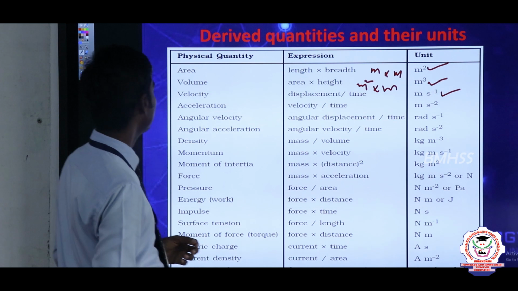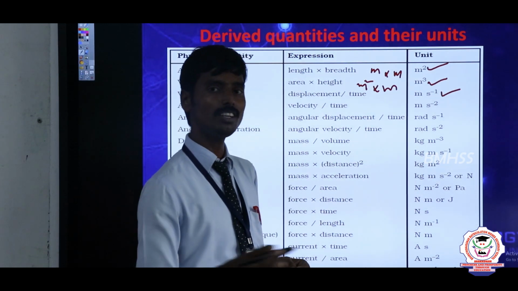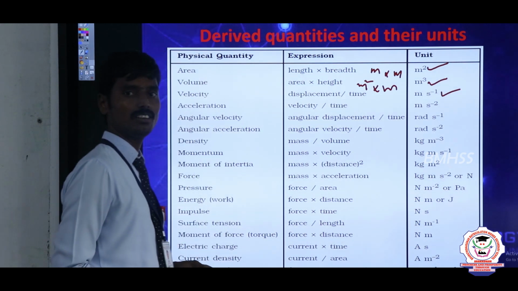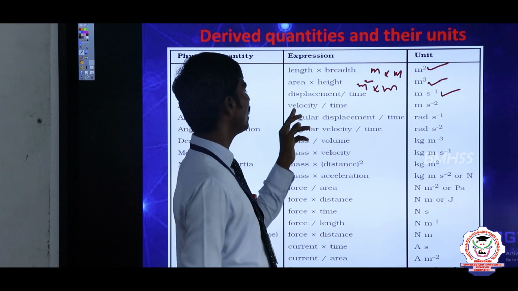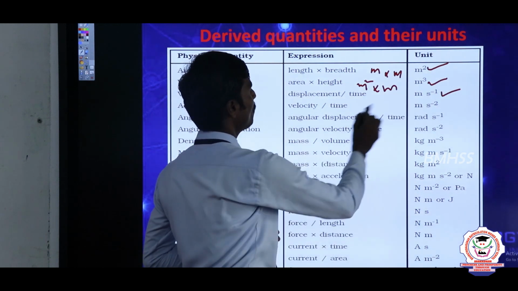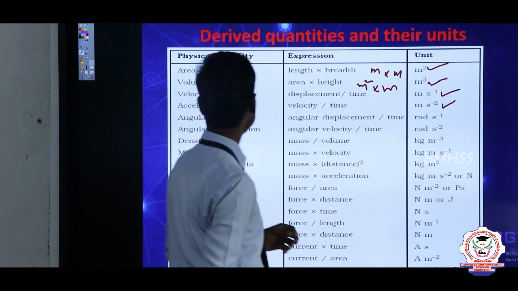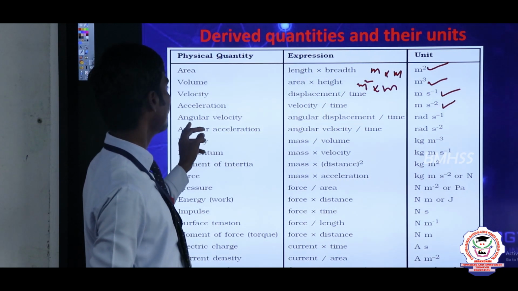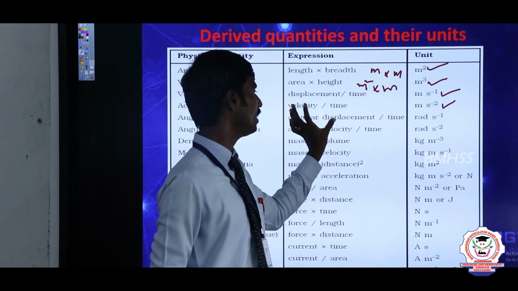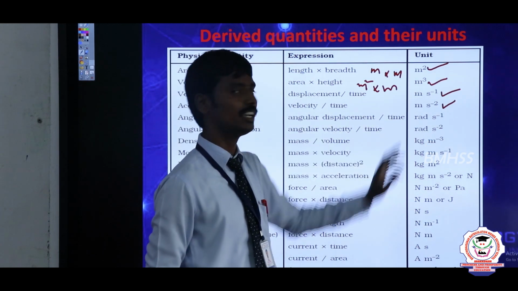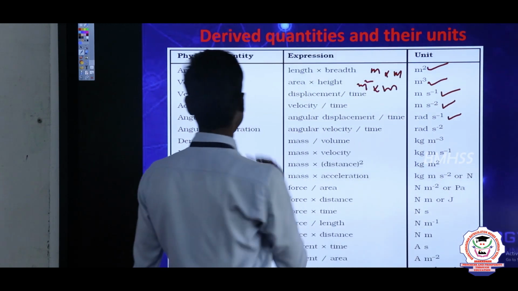The next one is acceleration. What is the formula for acceleration? a equal to velocity by time taken, or change in velocity with respect to time, that is called acceleration. Velocity, you know very well, is meter per second, time here second, so meter second power minus 2. This is the acceleration. The next one is angular velocity, angular displacement by time taken. The SI unit of angular displacement is radian, time second inverse. So radian second inverse is the unit of angular velocity.